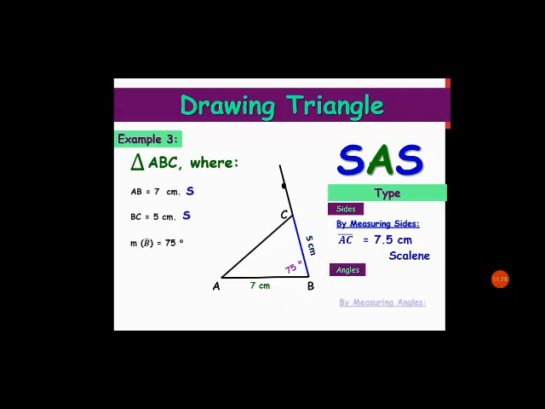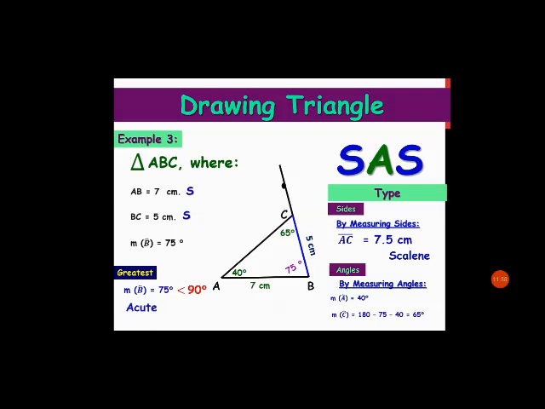The type according to the angles, we also find by measuring the angles. I measured just angle A using the protractor. It comes to be 40 degrees. And to find angle C, we can find it without using the protractor. We can say 180 minus the other two angles, which are 75 and 40. So the answer is 65. Now find the greatest angle. It's the measurement of angle B, 75, which is less than 90, so it's an acute angled triangle.